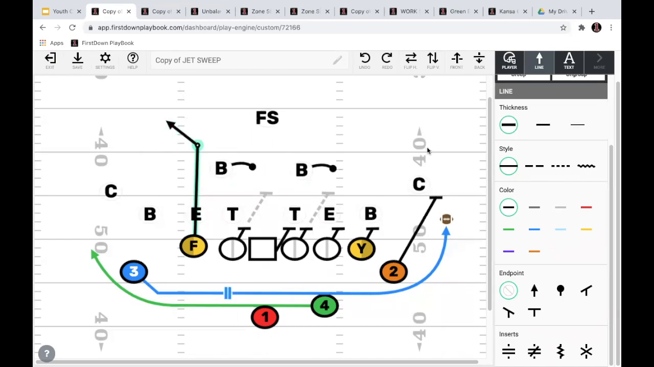I can now. Okay. Leroy asked, can you fake the jet sweep and hand it off to the fullback? Will it work? Yeah, of course you can. And I'm sorry, who asked the question, Kendall?